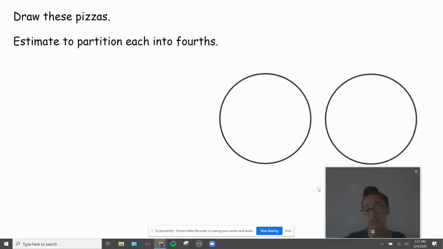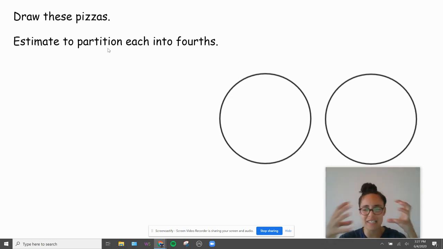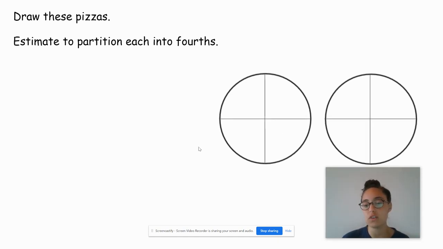Alright, so now I have these 2 hot dogs right here. I want you to draw them, number 1. So you should already have a pencil and a paper with you. And you need to estimate, to partition. When we partition, that means to break it up, to break it into pieces. And today we are working with fourths. So this partitioning into fourths. So your pizzas should look like mine now.